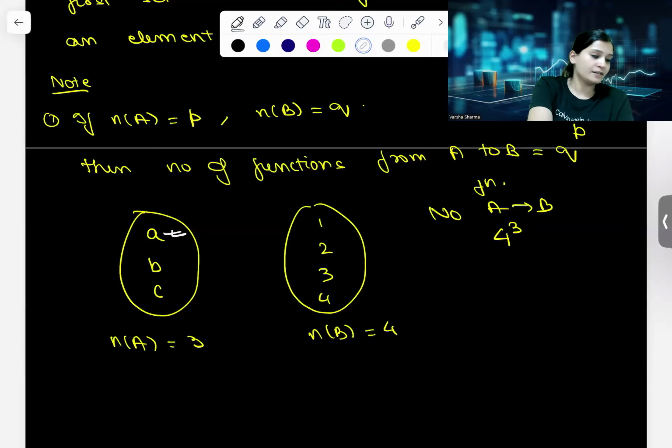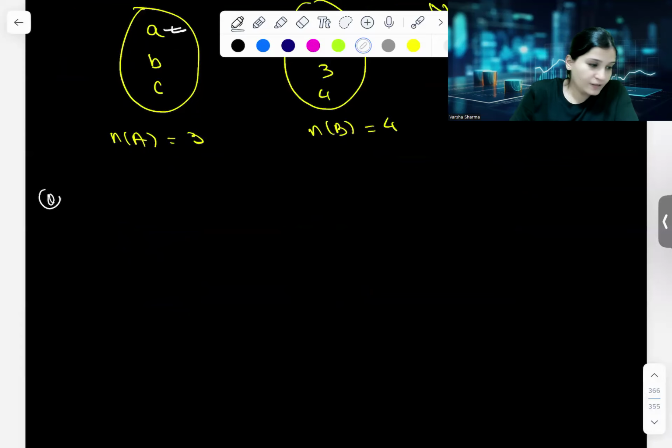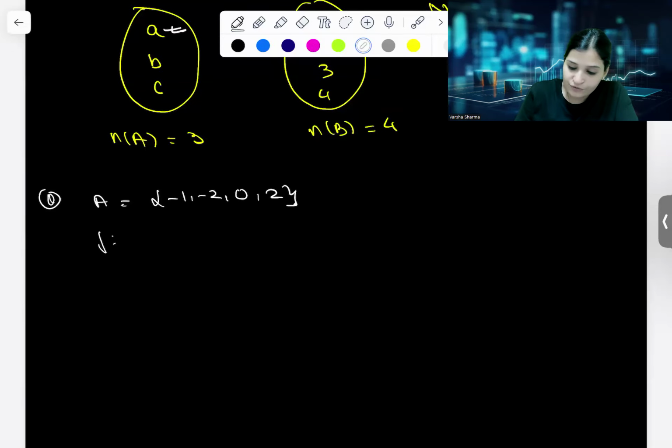Let's do a question. Set A is -1, -2, 0, 2. f is from A to A. That means both the x coordinate as well as the y coordinate can take values only from these four values, right? Function. Okay, now how will it be written?